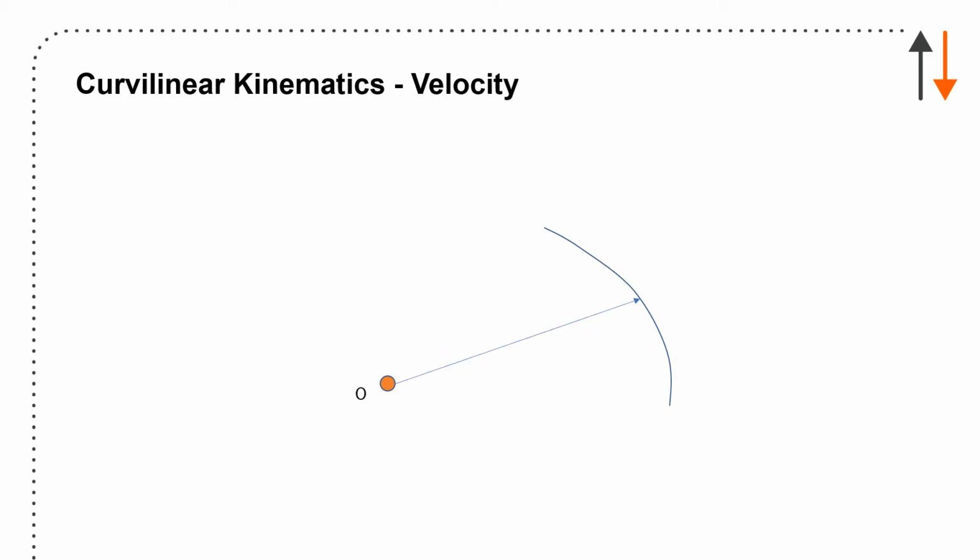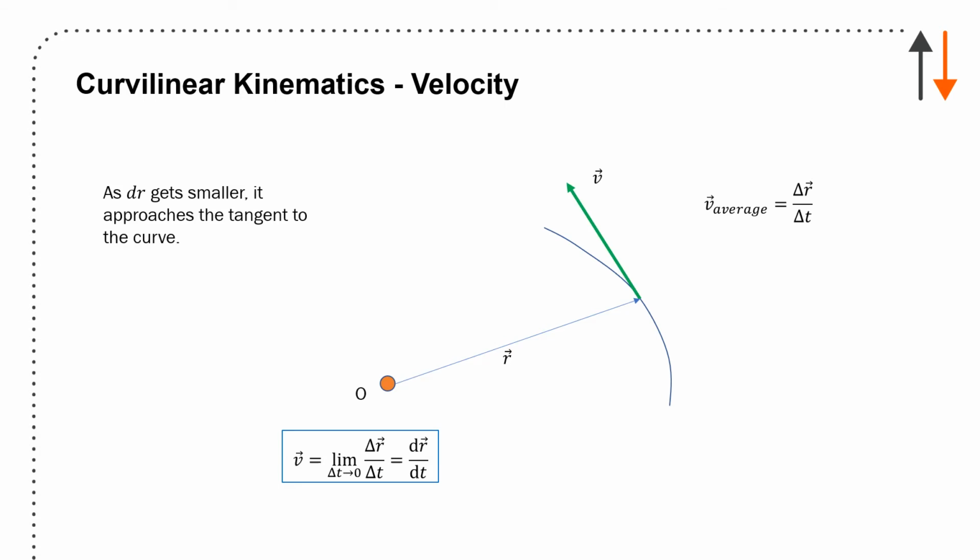In terms of curvilinear kinematics for velocity, again, r is defined here, and now I've got this displacement relationship, which I know about, and that's v equals delta r over delta t. And at the limit, as delta t approaches 0, delta r over delta t equals dr/dt. As dr gets smaller, it approaches the tangent of the curve, and so you've got this right here, going up and tangent to the curve.